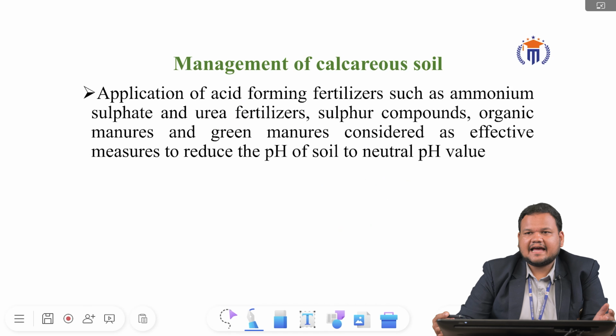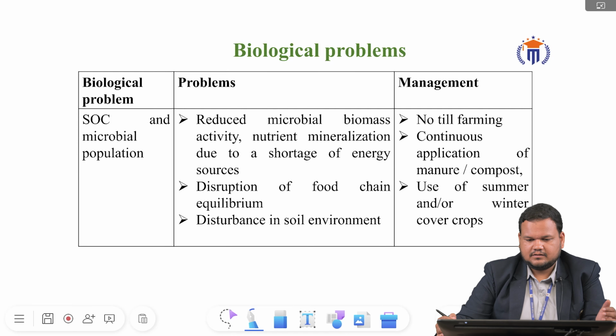Next, management of your calcareous soils. The pH of the calcareous soils is basically 7.6 to 8.3. The thing is, you have to add some amount of acidic fertilizers and also green manure crops to decrease the pH of the soil to a neutral level.